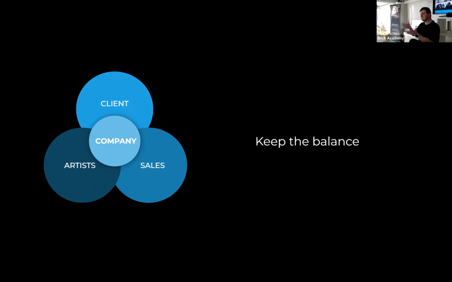So keeping this balance is part of how you can run the business successfully, because if you lose the interest or motivation of the artist, you're going to lose them and you won't be able to keep your position on the market.